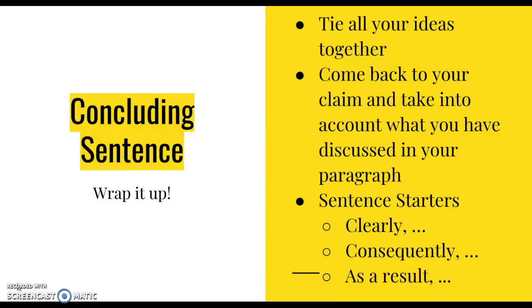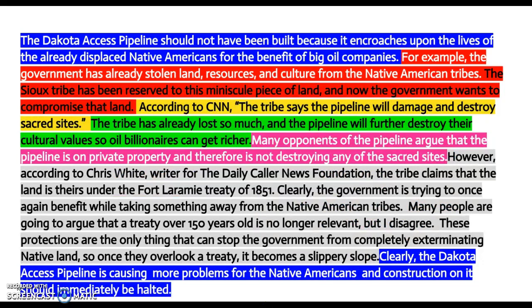So some of your sentence starters can be clearly, consequently, or as a result. So my concluding sentence says, clearly the Dakota Access Pipeline is causing more problems for the Native Americans, and construction on it should immediately be halted. I've gone back to my original claim that the pipeline is causing problems for Native Americans and that construction needs to be stopped.